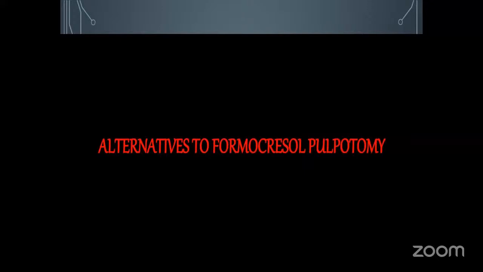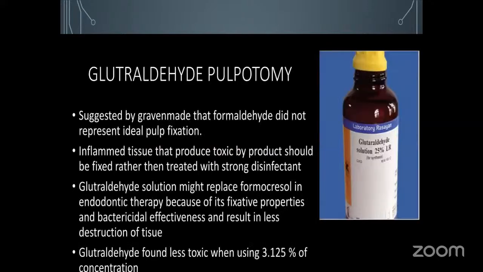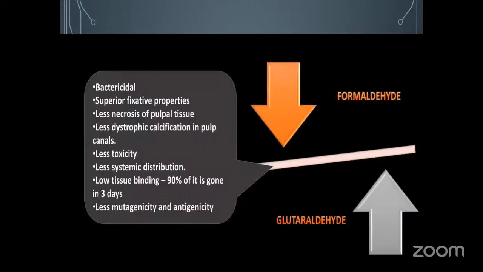So what are the alternatives to formocresol? We know that formocresol has toxicity, cytotoxicity and mutagenicity. So instead of that, we'll be using glutaraldehyde. In the same procedure, we'll be placing the glutaraldehyde directly on the radicular portion. Glutaraldehyde has more positive aspects when compared to formocresol for toxicity and mutagenicity, and it has more bactericidal action.